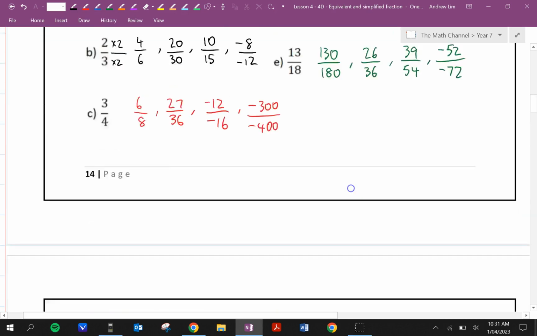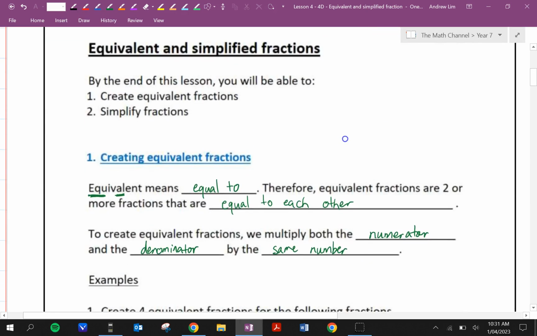Alright, so that's it for this video. I hope you now know how to create equivalent fractions by multiplying both the top and bottom by the same number. Could be negative, could be positive, as long as it's the same number. And how to simplify fractions by dividing both the top and bottom, the numerator and the denominator, by the highest common factor. Okay, the biggest number that they are both divisible by.